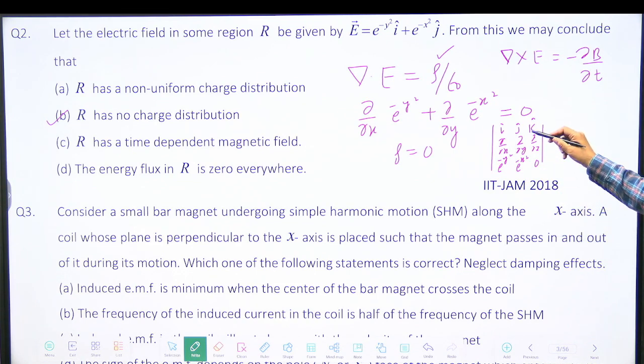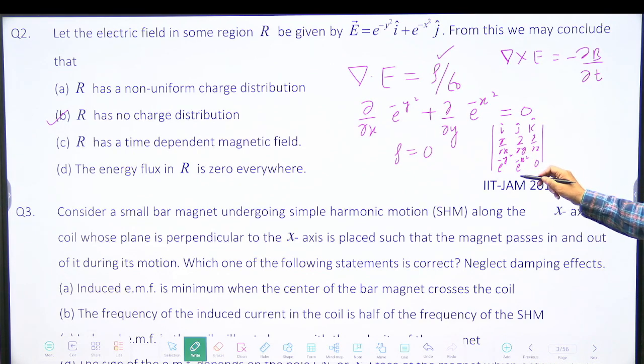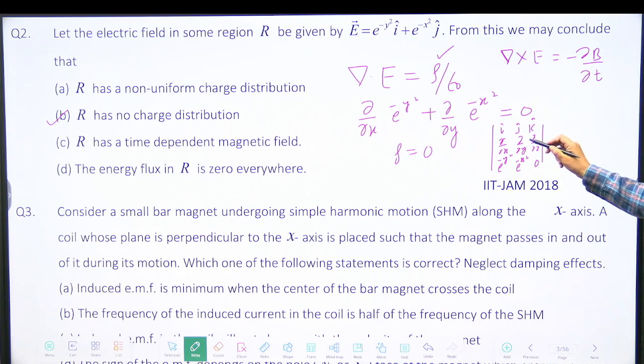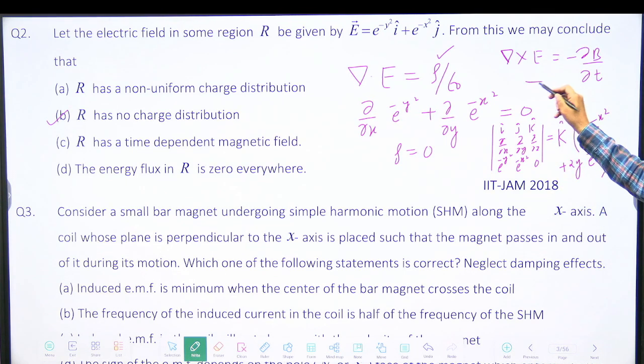So when you take J cap, you are getting something. I cap is 0 minus 0, and minus J cap is del by del x of this, which is finite, and del by del y of this is also finite. Okay, so when you take J cap, it is this minus this. So take K cap. K cap will be minus 2x e to the power minus x square plus 2y e to the power minus y square. So this curl is not equal to 0.